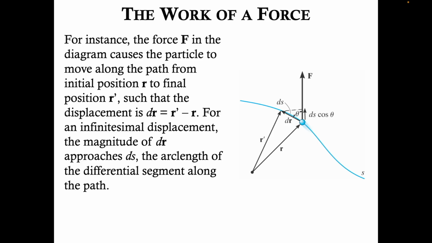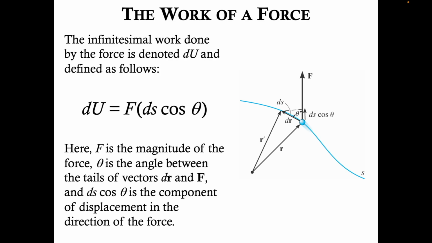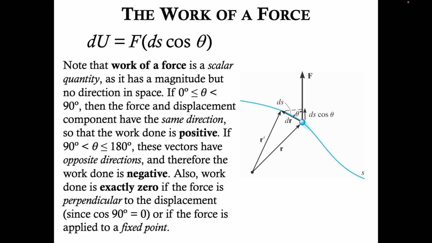For an infinitesimal displacement, the magnitude of dr approaches ds, the arc length of the differential segment along the path. The infinitesimal work done by the force is denoted dU and defined as follows. dU equals F times ds cosine theta. Note that work of a force is a scalar quantity as it has a magnitude but no direction in space.